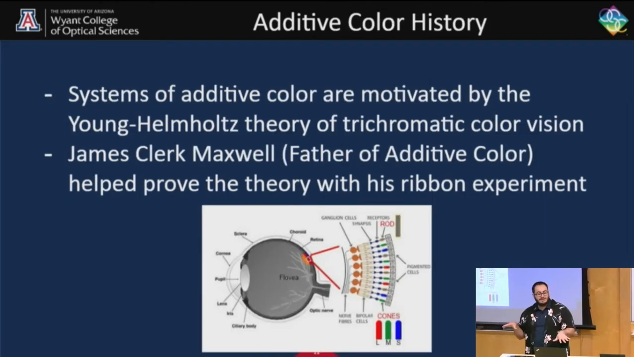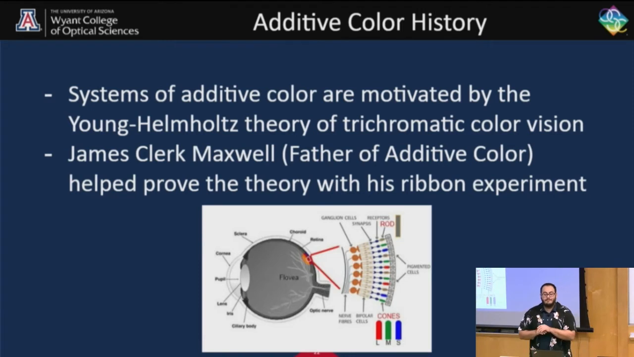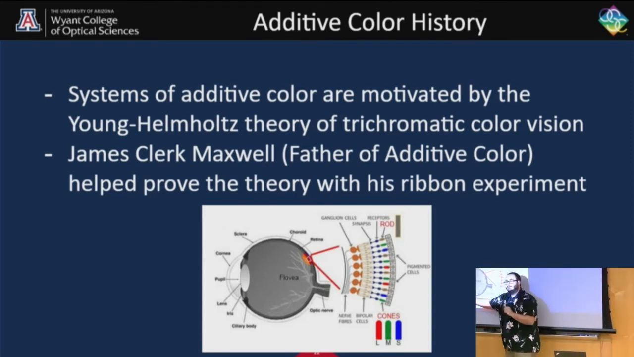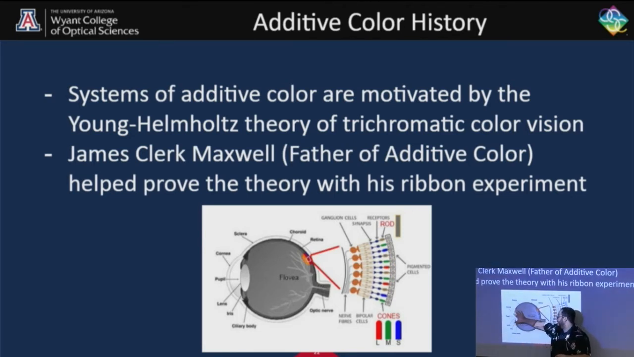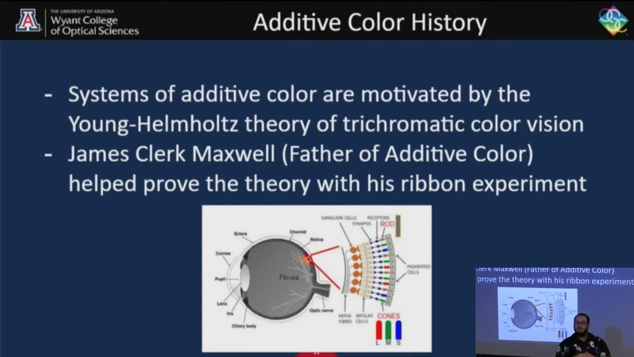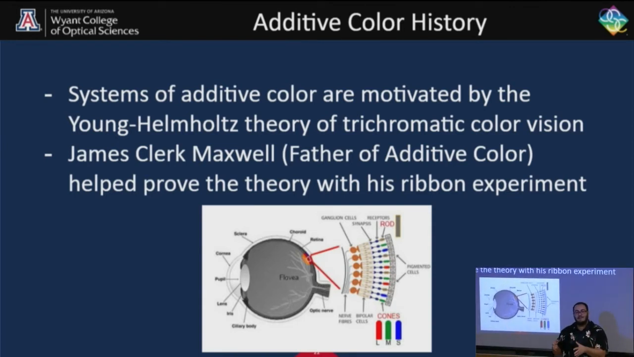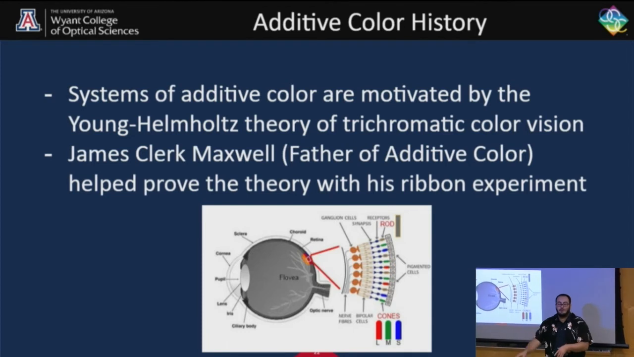Now just to get into a little bit of history, I know that history can be a little tough, but a little bit of the additive color history is that systems of additive color were motivated by the Young-Helmholtz theory of trichromatic color vision. Now what this actually is, we have this beautiful diagram of an eye. It basically collects the light at the front here, and as you get further back into your eye, you see all these different rods right here, and you notice that all these rods are red, green, and blue. Now this is actually where we're going to start to change our primary colors from your yellow, red, and blue to red, green, and blue.